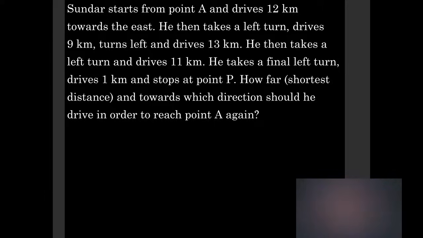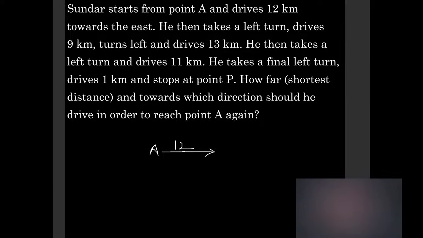So Sundar starts from point A and drives 12 kilometers towards east. Let us consider that this is point A. From here, Sundar starts driving and he drives 12 kilometers towards east. 12 kilometers towards east means towards your right hand side. So this is towards east. He drove 12 kilometers, so this is 12 kilometers.